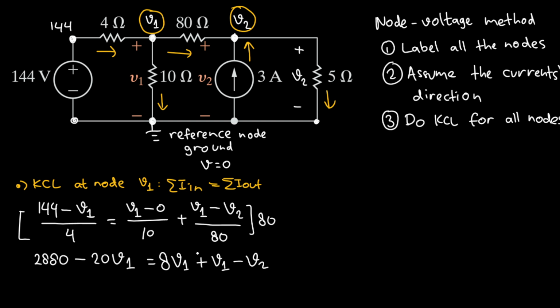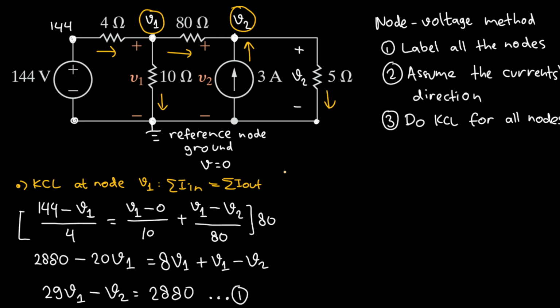Good. So we will have 8 plus 1, that is 9. But then 9 plus 20, that will be 29. So I'll have 29 V1, and then minus V2, and then that will equal 2,880. Okay, I think we cannot do further from here. Let's have this as equation number 1.